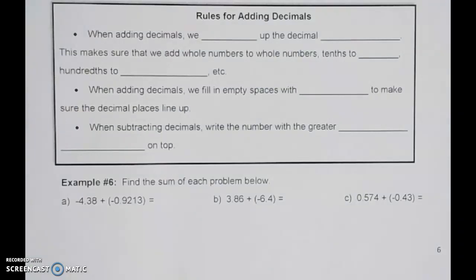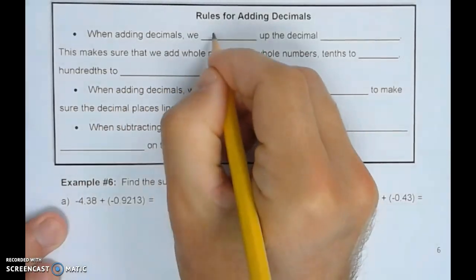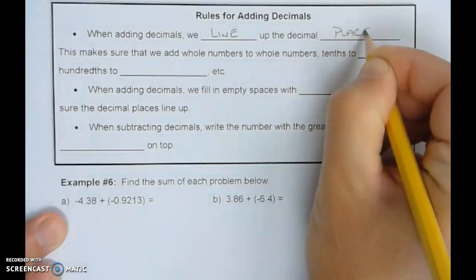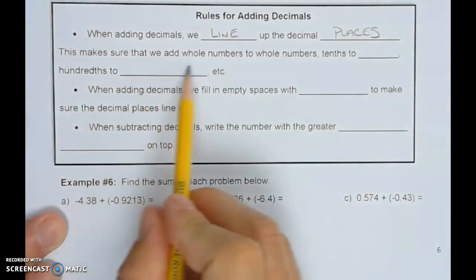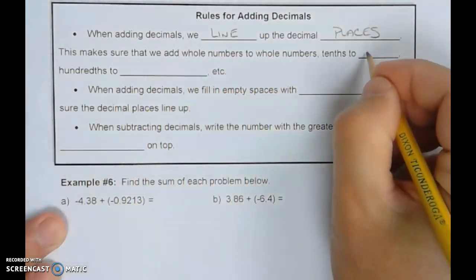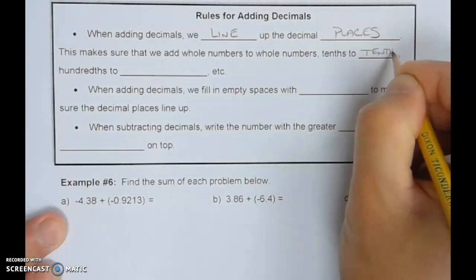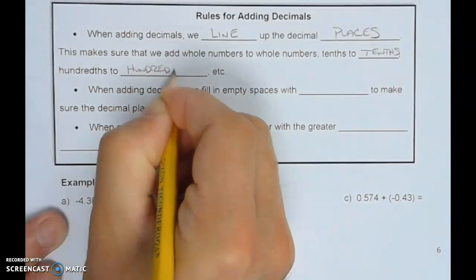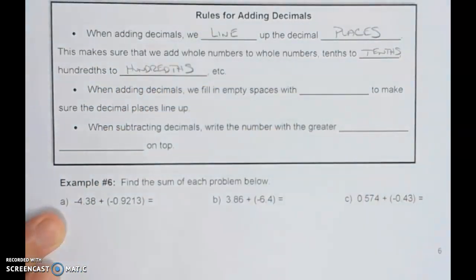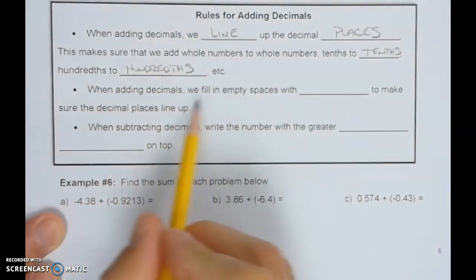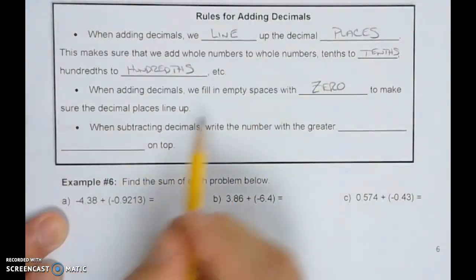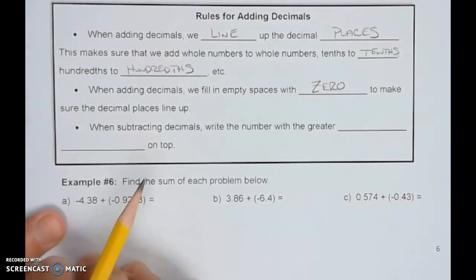We also need to review how to add decimals together. Remember that when you're adding decimals, you need to line up the decimal places. Okay, this makes sure that you add whole numbers to whole numbers, tenths places to tenths places, hundredths to hundredths, etc. Okay, line up those decimal places. When you're adding decimals, if you have any empty spaces, you're going to fill it in with a 0 to make sure that your decimal places line up.